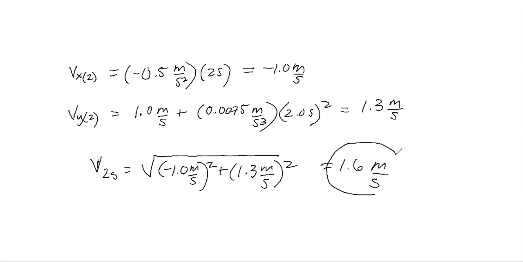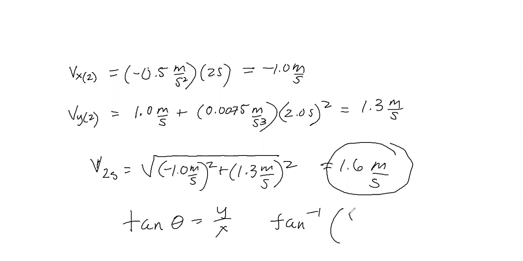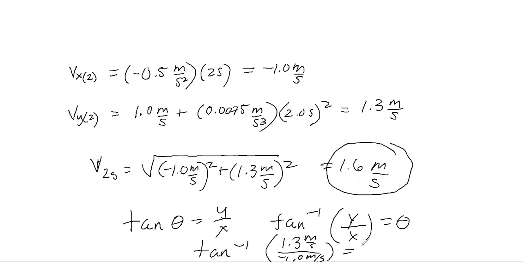This is my magnitude. And for my direction, I'm going to take tangent theta equals y over x. Tan inverse of y over x is going to give me theta. So tan inverse of 1.3 meters per second over negative 1.0 meters per second is going to give me negative 52 degrees. So that's my direction, and that's my velocity magnitude at t equals 2.